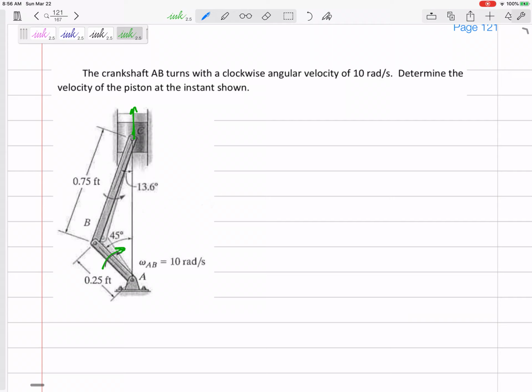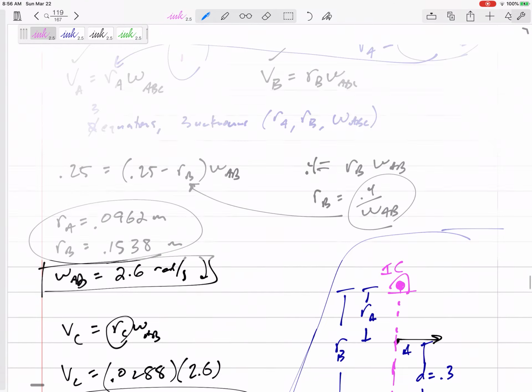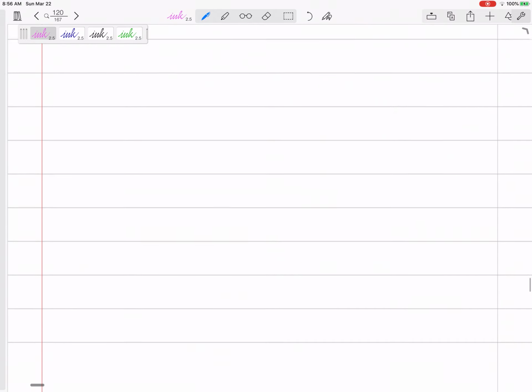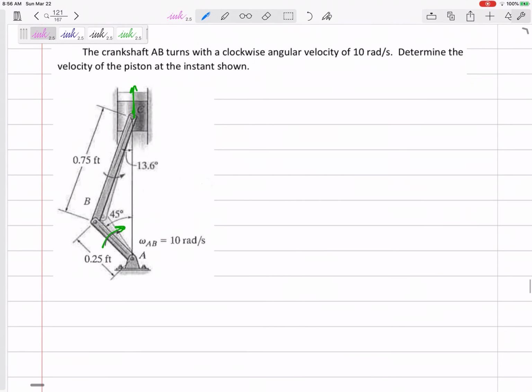So, bar BC. Do you see here that bar BC is the main bar, and it's not in pure rotation, and so we have to use a method to find the angular velocity of that bar, or in this case the velocity of point C.